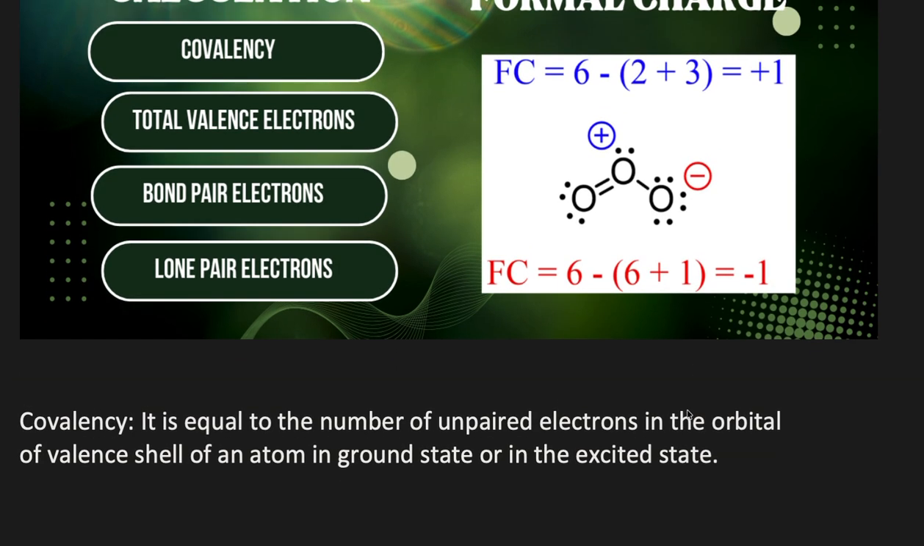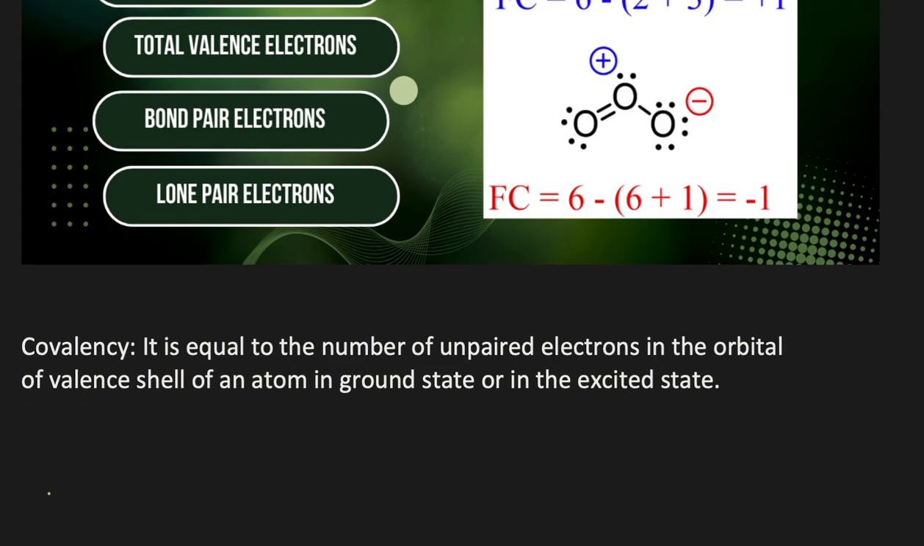So what is covalency actually? First we will try to understand the definition and I'll explain it with the help of an example. So covalency is basically equal to the number of unpaired electrons in the orbitals of the valence shell of an atom in the ground state or in the excited state. So there are so many things to focus on. So first of all, you should know what a valence shell is. Okay, so I'll explain it with the help of an example.